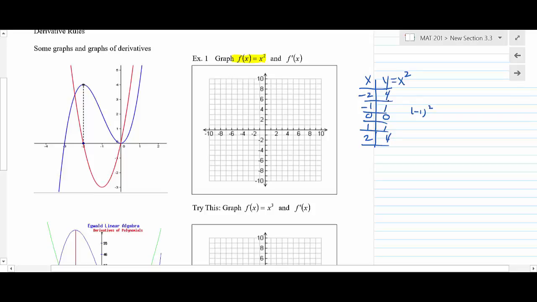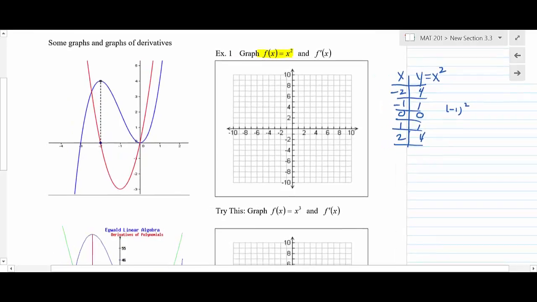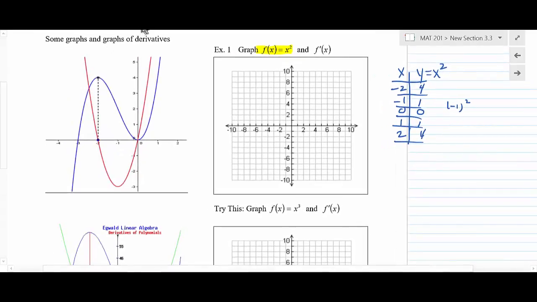Now this is just the basic squaring function. Let's go ahead and graph the parabola. Let's graph the function that we have there. So that's negative 2, 4, negative 1, 1, 0, 0, and so forth. Just kind of plot the points.